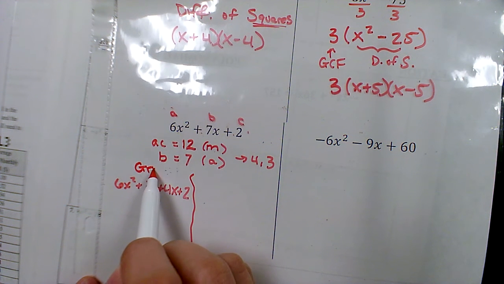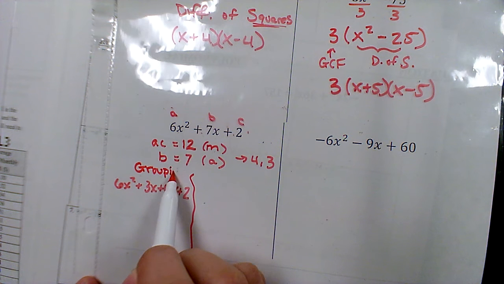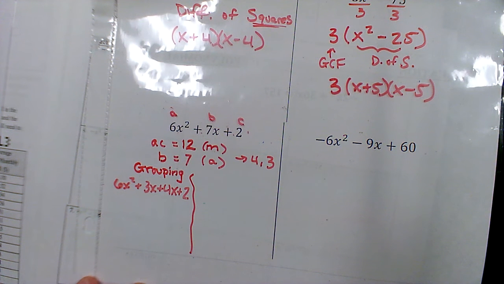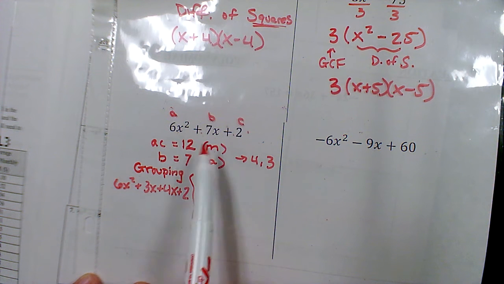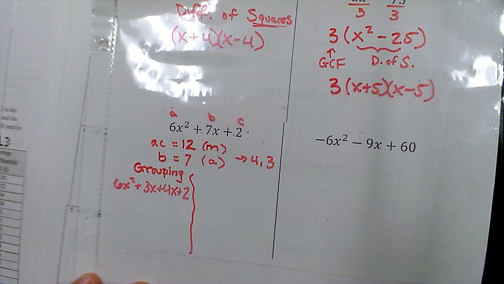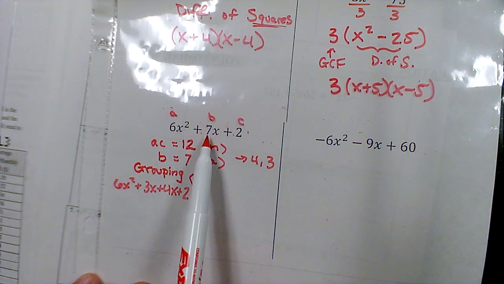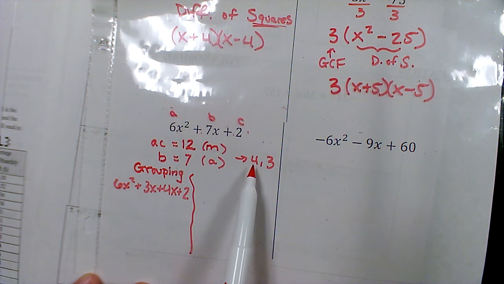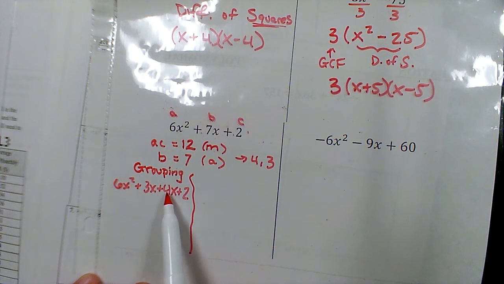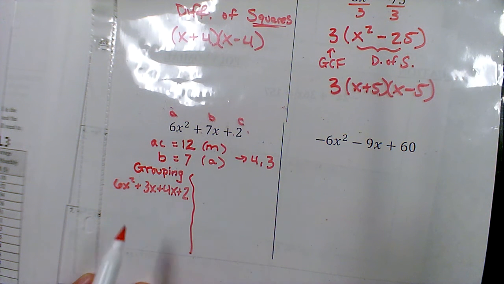What Tori is hinting at here is a method called grouping. Notice how we have 4 terms now, right? We went from having 3 at the very beginning to 4. So what Tori did is, instead of having a 7x in the middle, she simply used the 4 and the 3, because don't those add together to give you 7? If you were to combine those, you would have the 7x that you started with. Okay? Tori, do you want to continue?